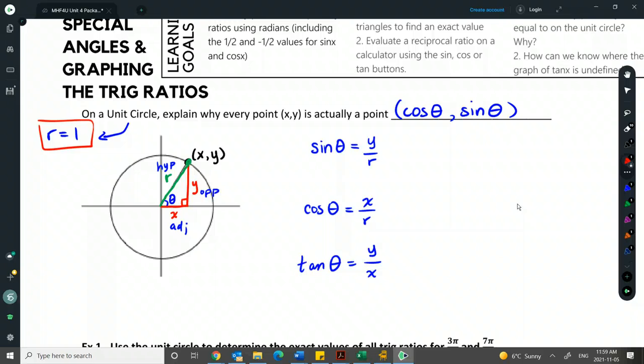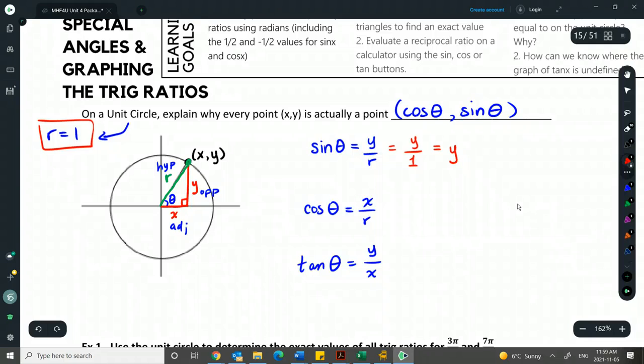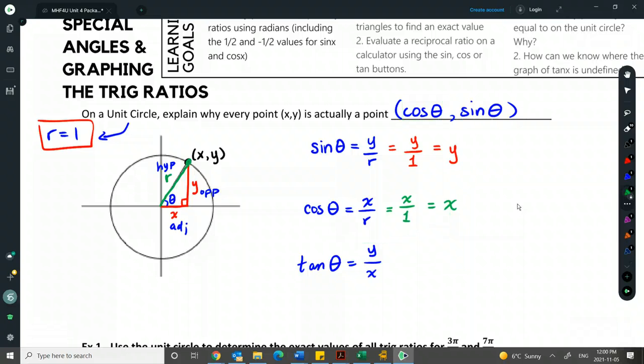In this case, we also have to remember that on the unit circle, radius is equal to 1. So if I plug in radius equal to 1 for the unit circle, I get y over 1, which is simply y. So y on the unit circle is equal to sine theta. Similarly, x over r becomes x over 1, and x is then equal to cos theta. So we replaced the x coordinate with cos theta at that particular location.